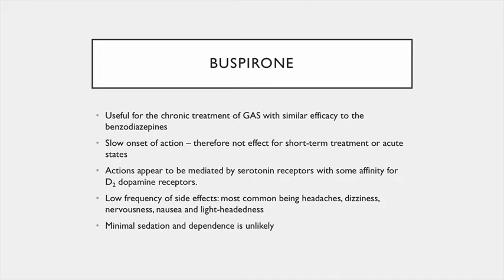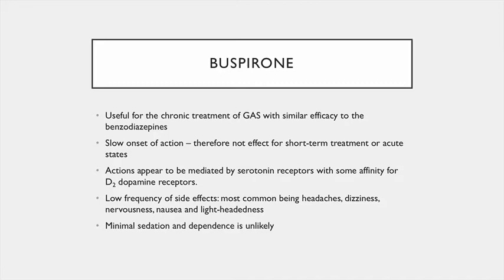But the problem with buspirone, so let me talk first about how it works, is the actions seem to be mediated by serotonin receptors with some affinity for dopamine receptors as well, the dopamine 2 receptors. So this is not a GABA dependent situation. The thing about buspirone, which is unfortunate, is that while it is quite effective for anxiety, it takes a while for it to work. So you see it has a slow onset of action.